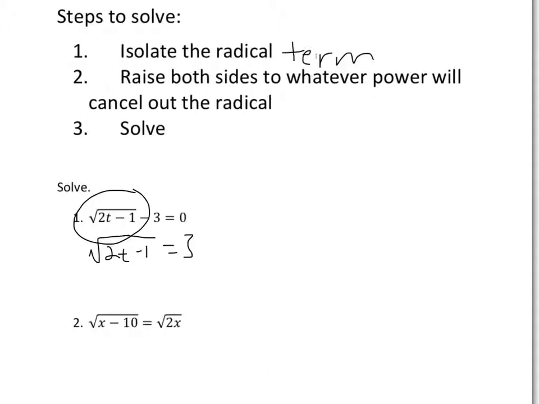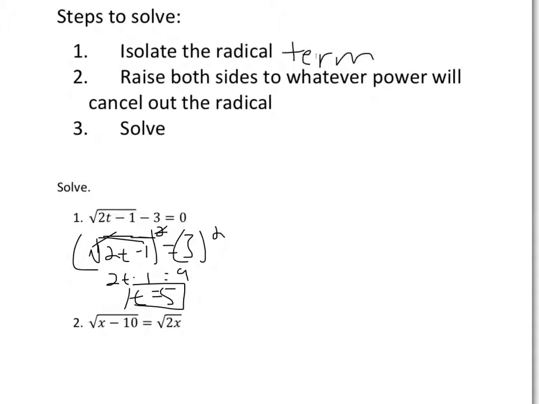Then we have to raise both sides of our equation to the second power. We're going to square both sides, so that this radical goes away. So we're left with 2t minus 1 equals 9, and we can solve from there. So 2t equals 10 and t equals 5.